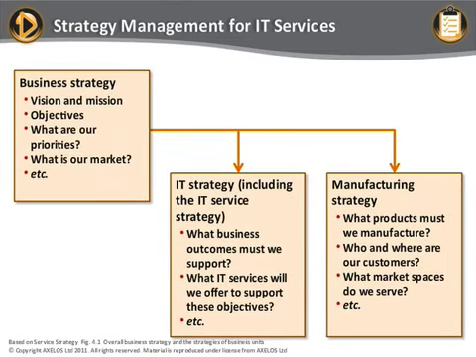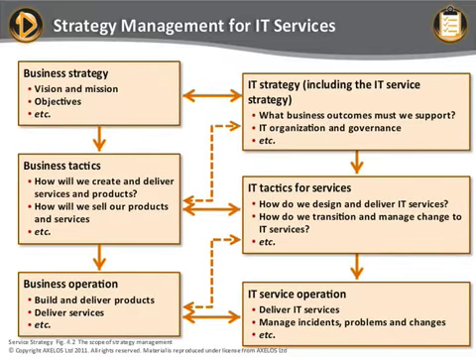The diagram on the screen illustrates the relationship of the various organizational strategies. The business strategy addresses questions such as: what are the objectives of the organization? How will we achieve those objectives? And what services and products will we offer? The IT strategy is concerned with: what business outcomes must we support? What IT services will we offer? And how do we prioritize investments? Your study guide contains a version of this diagram that includes more detailed information about the possible contents of these strategies.